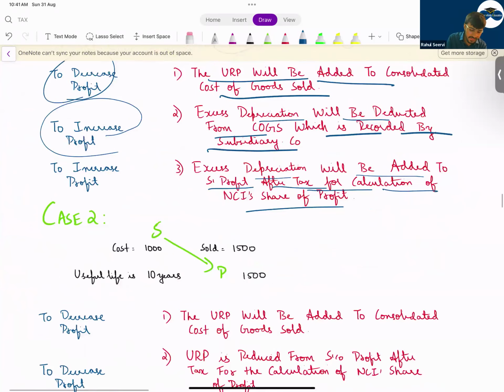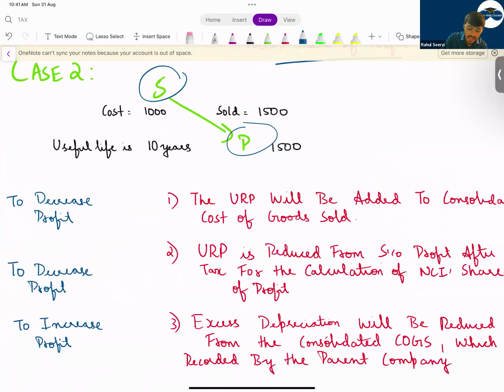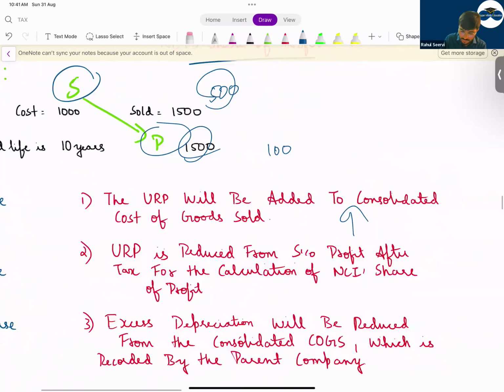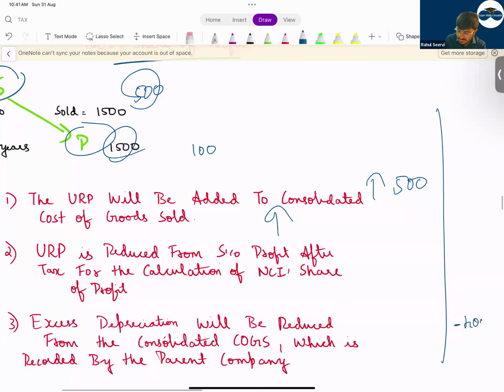Then case 2, sir, subsidiary to parent. Now, you tell me, the subsidiary has recorded a profit of how much, sir? 500. Parent recorded excess depreciation. So now the subsidiary recorded more profit. We have to reduce the profit. How will we reduce the profit, sir? We will increase the cost of goods sold. When you increase this cost of goods sold by 500, can I say you will reduce the profit of parent by 400 and 100 for NCI.